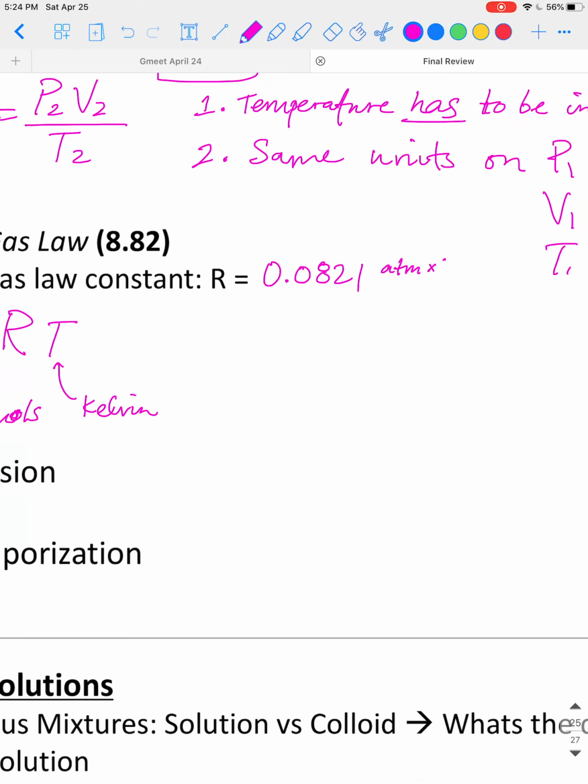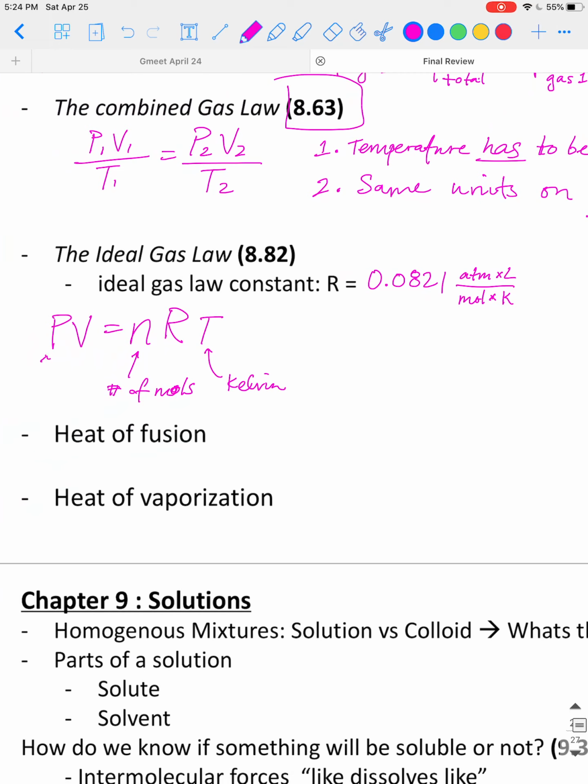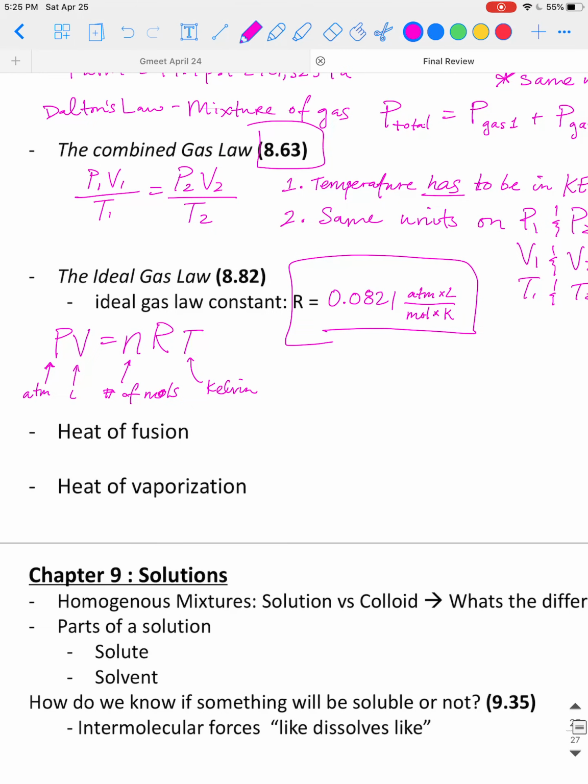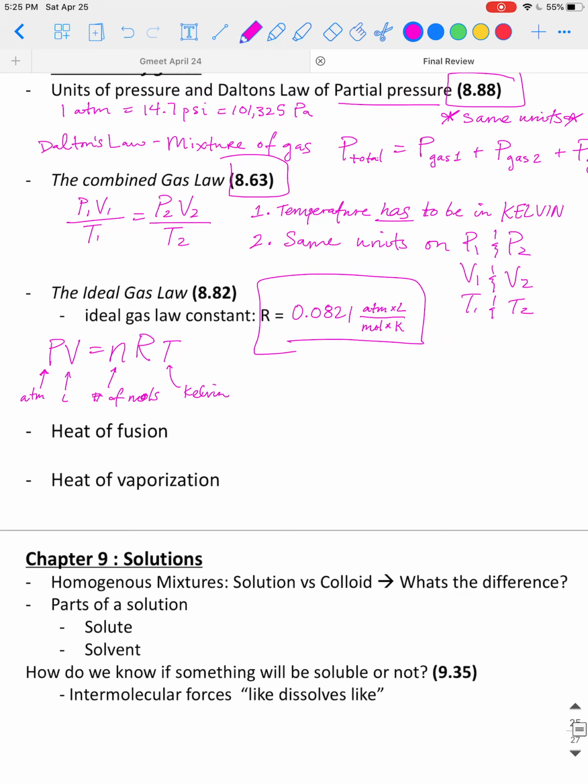All right, so R, the gas law constant, is a value of 0.0821, and this has a bunch of units. It has units of ATM times liters on top, and then mole times Kelvin on bottom. So you need to make sure that pressure is in ATM and that volume is in liters, and temperature in Kelvin before you plug anything in or solve for anything with this equation. Those units are critically important, okay? And make sure you know the R value for the final, okay?